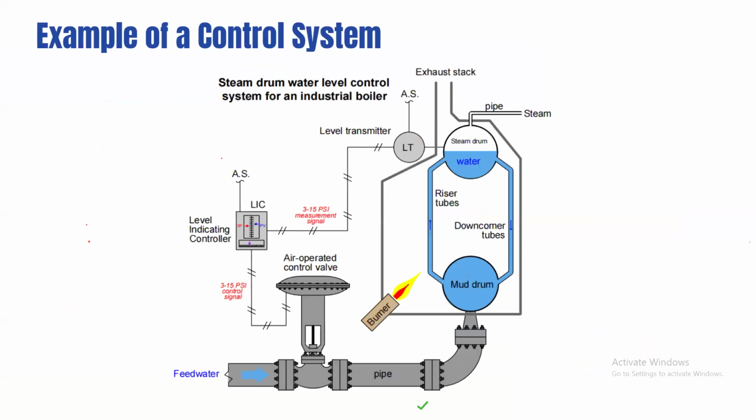Now I'm going to show you a typical example of a control system. Don't be intimidated by some of the things that you are seeing. It's not a very complex system. We'll go through it one by one and look at what the inputs to the controller are, what the outputs are, where my sensor is, and where my actuator is.